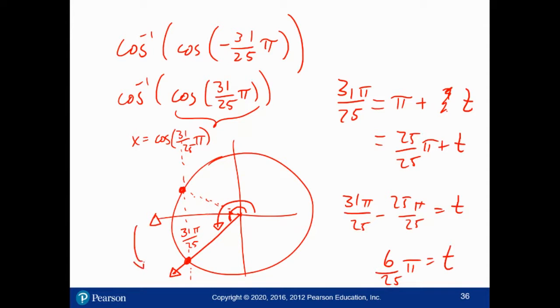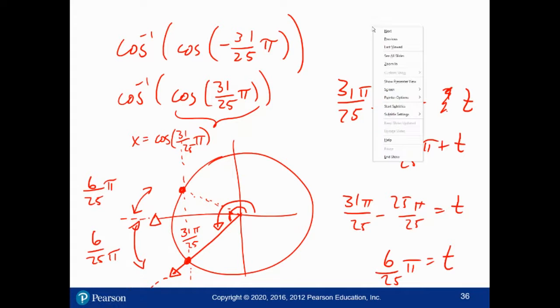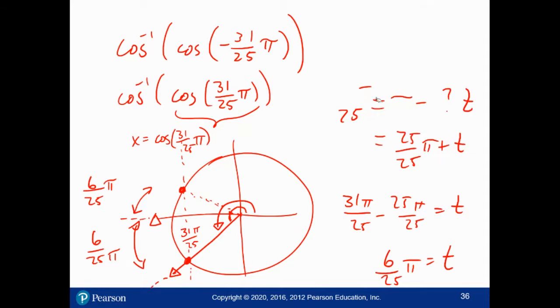So that is this angle right here. Between this axis and the angle we're actually looking at, that's going to be 6 over 25 pi. So I reflect that, and that tells me this angle here is also 6 over 25 pi. Okay, I'm going to erase the work on the right. Now that we figured out that 6 over 25 pi, we can finally figure out the angle that we're looking for, the dotted line over in quadrant 2.